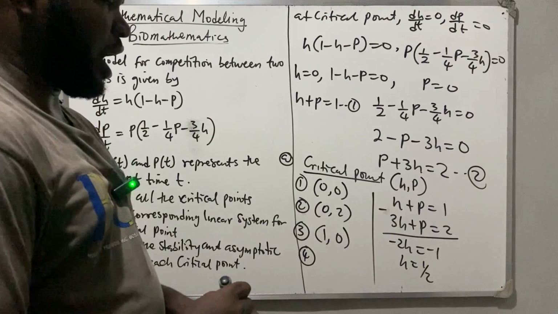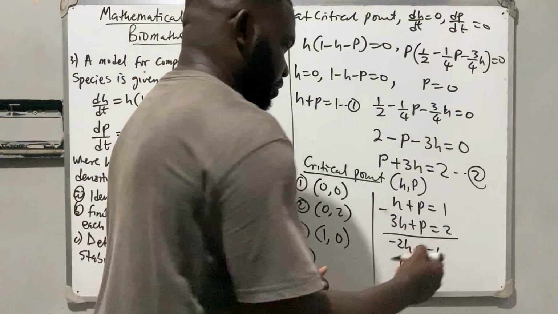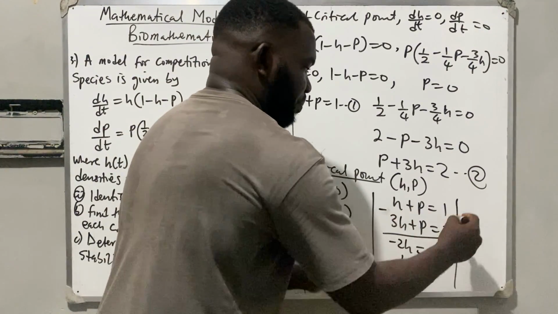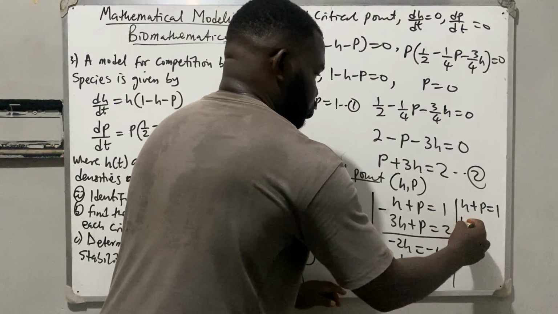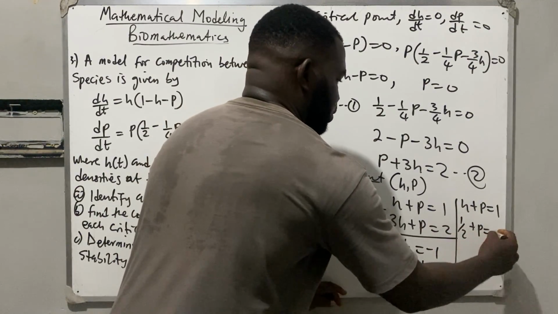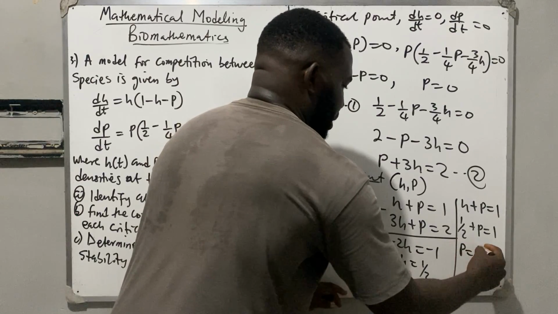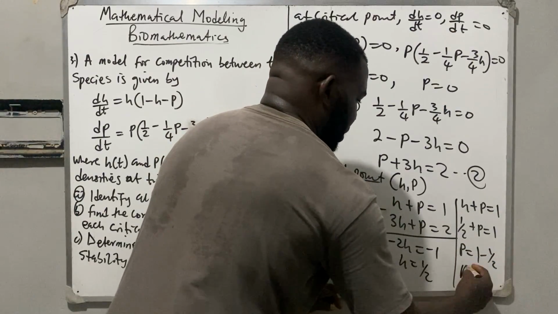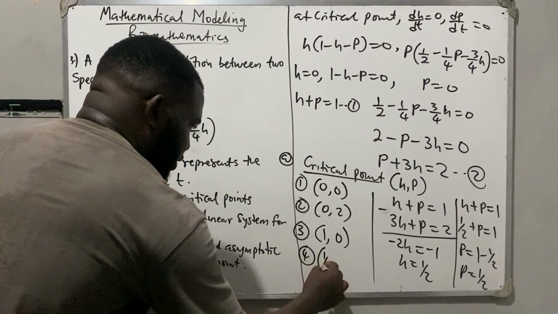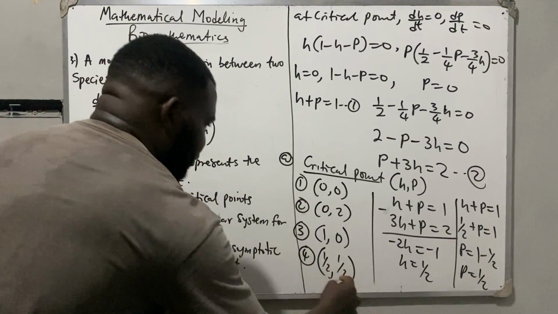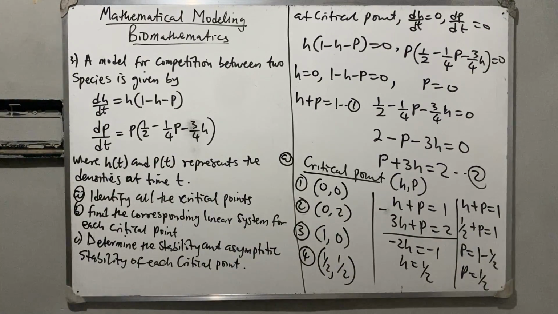If h is half, we put half here to get our p: h plus p is equal to 1. So h, which is half, plus p is equal to 1. Therefore p will be 1 minus half, which is half. So the final critical point is when h is half, p is equally half. These are all the critical points. We have answered question number 1.